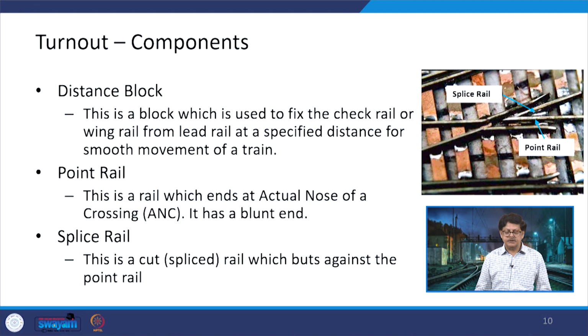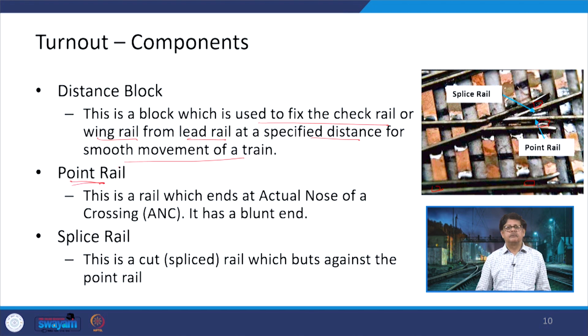Now, distance block, this is a block which is used to fix the check rail or the wing rail from the lead rail at a specified distance for a smooth movement of the train. So, they are going to be provided in these locations, so that these check rails or wing rails remain at a specified distance away from the lead rails.